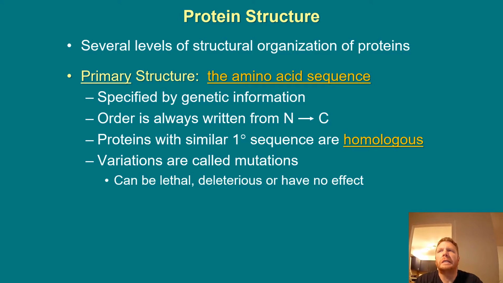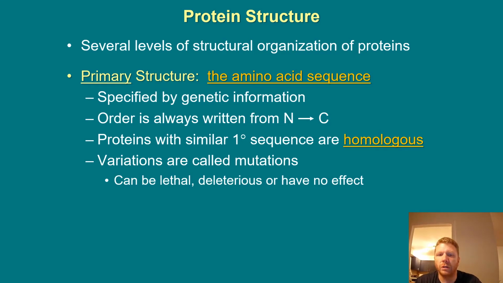The primary structure is just the amino acid sequence of a polypeptide, or the amino acid sequence of a protein. Now this is read from that N to C direction, and proteins with very similar primary sequences are generally going to be homologous and have similar, if not identical, functions.